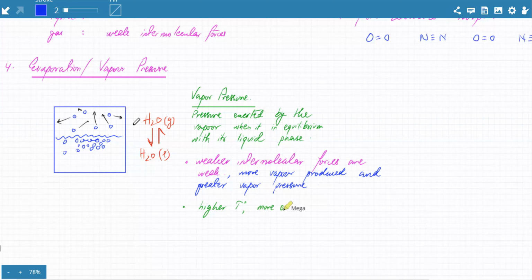Okay, so with higher temperature, two things would happen. There's going to be more evaporation because it would become easier to overcome the intermolecular forces. So there's going to be more vapor, plus it's going to be more energetic as well. So not only are they going to bounce off the walls of the container in greater numbers, but they would hit the container with more force as well because they're more energetic at higher temperature. Okay.